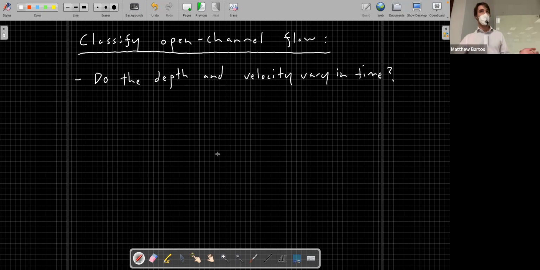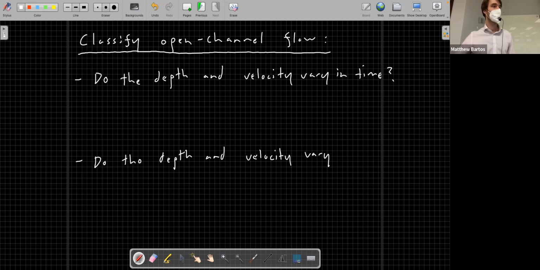At any given point in the channel? And second, do the depth and velocity vary in space along the length of the channel? These are the two basic classifications that we're going to use, and it'll determine which equations we can use for design purposes and for analyzing open channel systems.